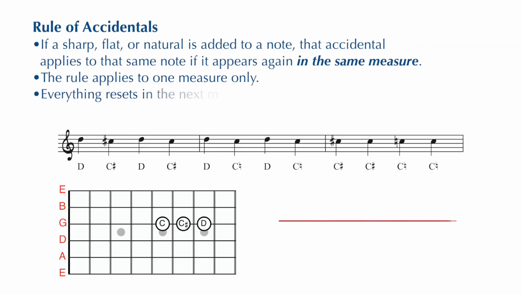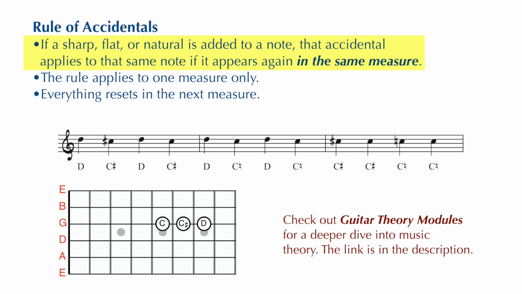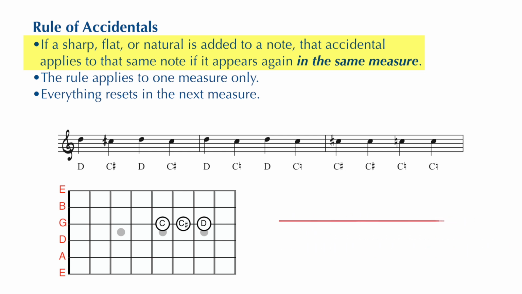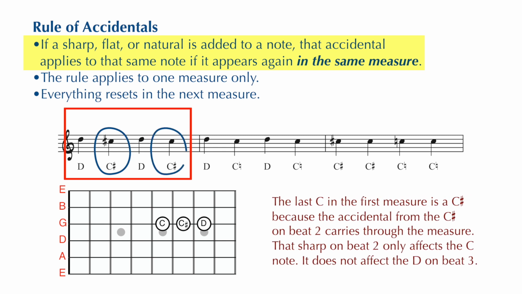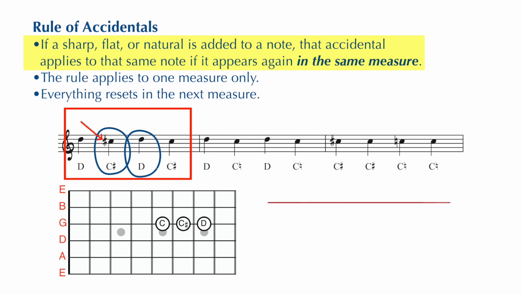The rule of accidentals. If an accidental like a sharp, flat, or natural is added to a note, that accidental applies to that same note if it appears again in the same measure. Here's a C sharp. Even though this other C does not have a sharp sign, it is still C sharp. This sharp affects any other C in the same measure. Now this D is still D natural. The sharp only affects the C's in this measure.